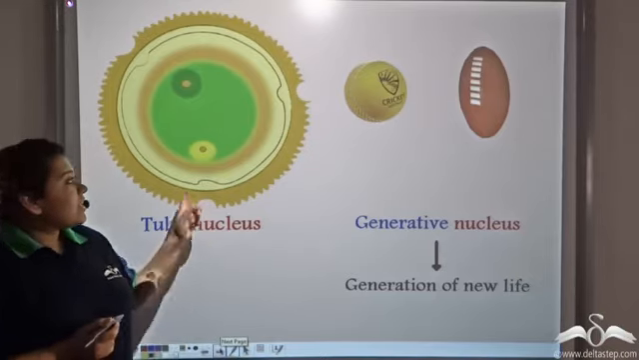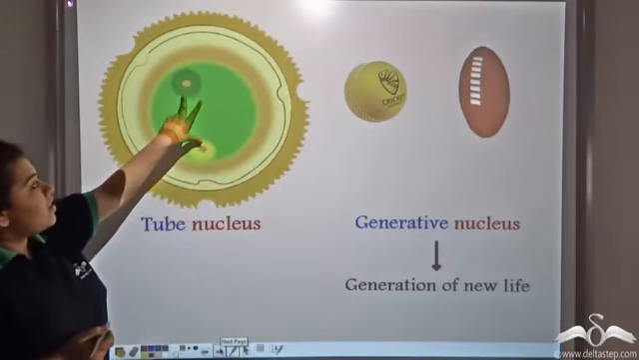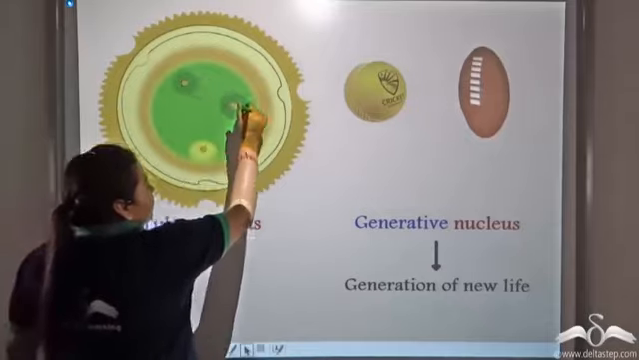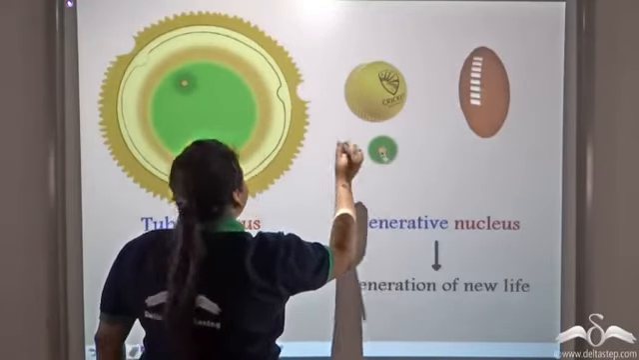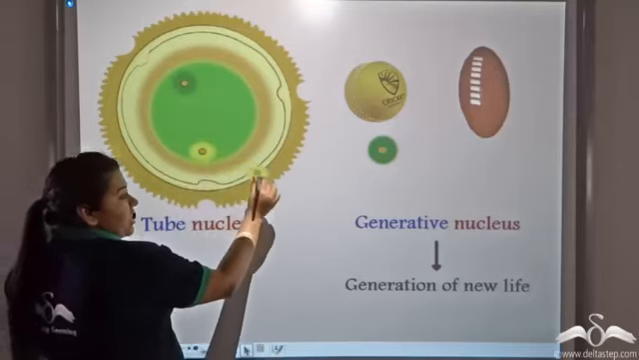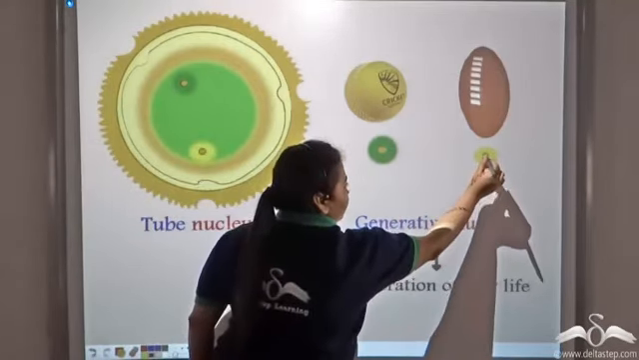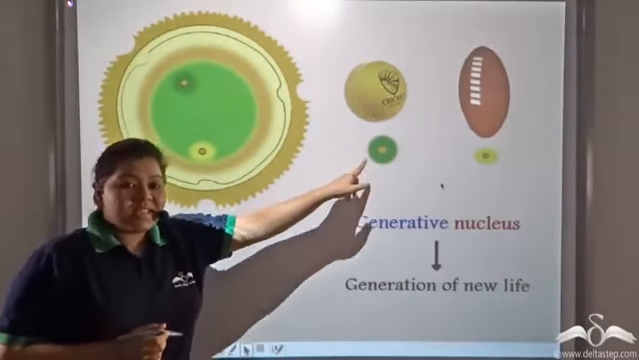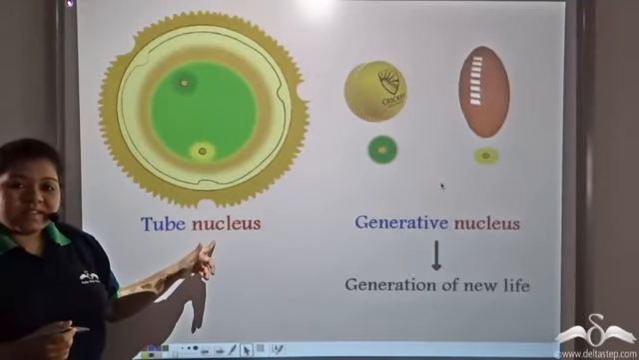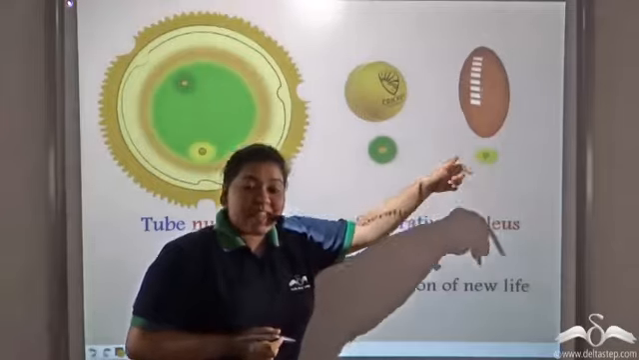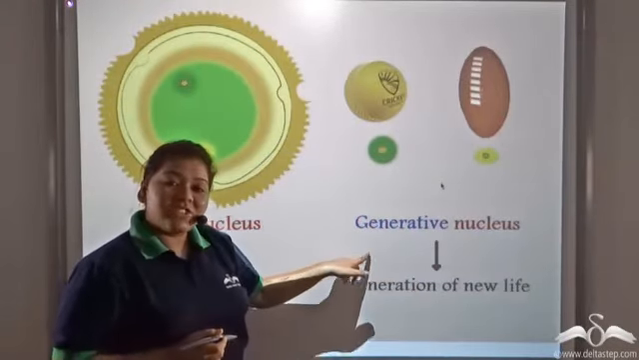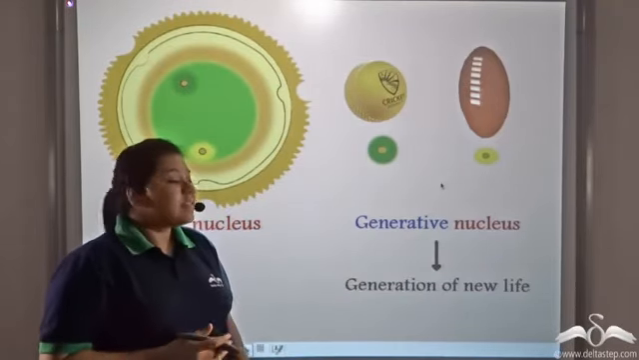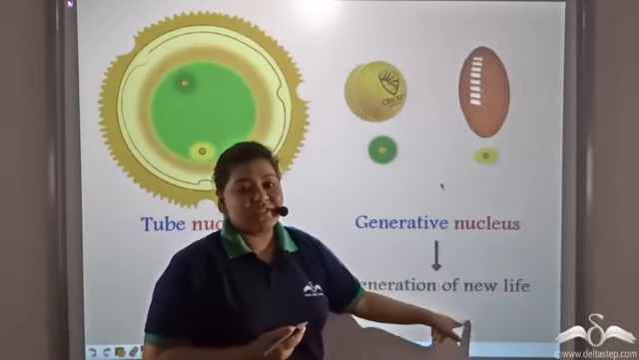Now note that inside the pollen grain there are two nuclei. One nucleus is the shape of a cricket ball and another nucleus is shaped like a rugby ball. This nucleus is known as the tube nucleus, and the nucleus that is shaped like a rugby ball is known as the generative nucleus. Now, the generative nucleus helps in the generation of a new plant life.